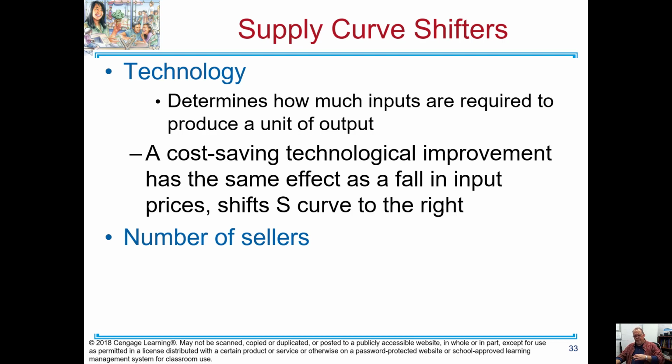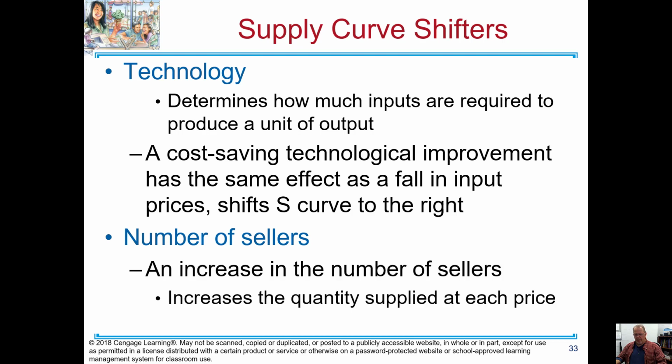If the technology is broken or not effective or not available at the moment, and you had to go back to the old means of producing the goods, your supply curve will shift to the left until you get that technology back online. The number of sellers, very simple.